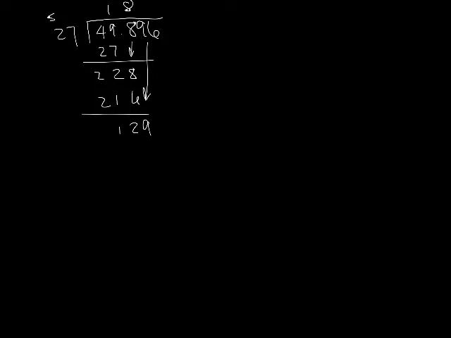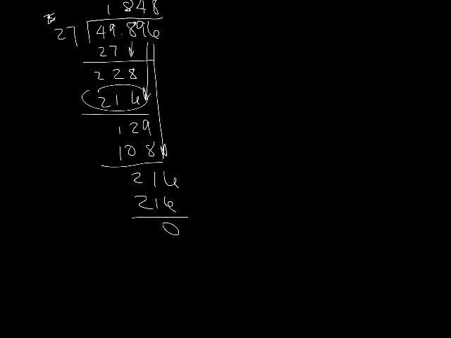And then 27 goes into 129 4 times. 4 times 7 is 28. Carry the 2, 8, 9, 10. We have 21 left over. Bring down the 6. 27 goes into 216 8 times. We found that out right here. And we have 0. Key thing is my decimal point goes right there because it goes straight up. So that's with no remainder.